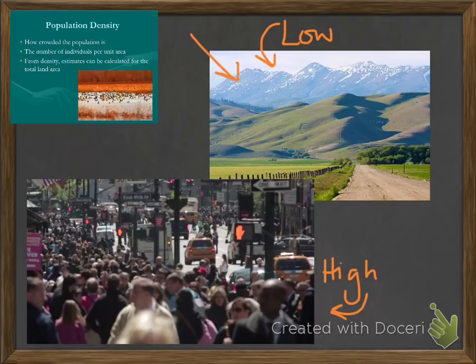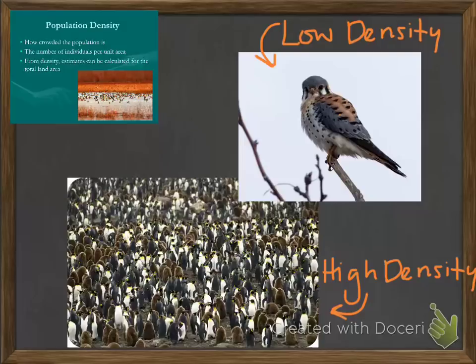We can find similar things with animal species, though I don't think there are any animals that live as closely packed as humans do in large cities. For an avian example, we have these penguins living in giant colonies, very densely packed. It's a high density situation.